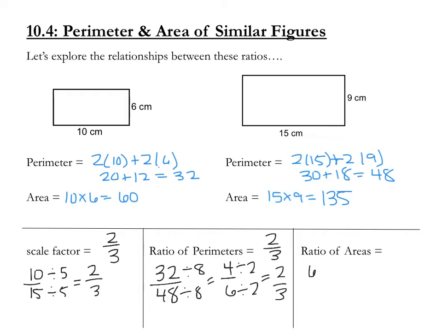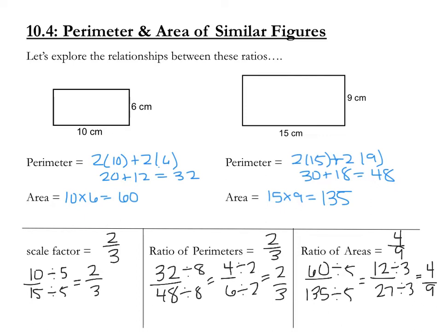And then I want to look at the ratio of the area. So that'd be 60 over 135. I know for sure I can divide those both by 5. That's going to be 12 over 27, and then I can divide those both by 3, and we get 4 over 9. We do not get the same ratio. So now it's looking at what the relationship is between those.